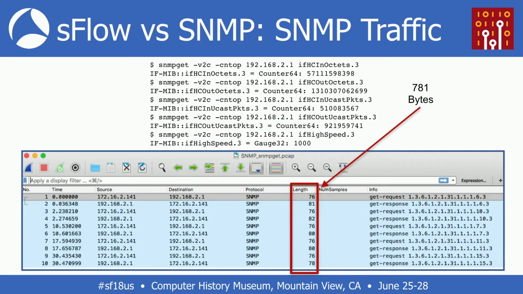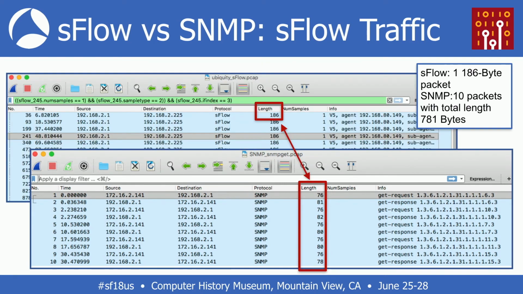So I say, I want the input bytes, the output bytes, the input unicast packets, the output unicast packets, and an estimation of the speed of interface number 3. So that, to only retrieve 5 counters, took 781 bytes. A quick comparison between SNMP and sFlow shows us that with just 186 bytes we can get all the information that would have taken 781 bytes with SNMP.